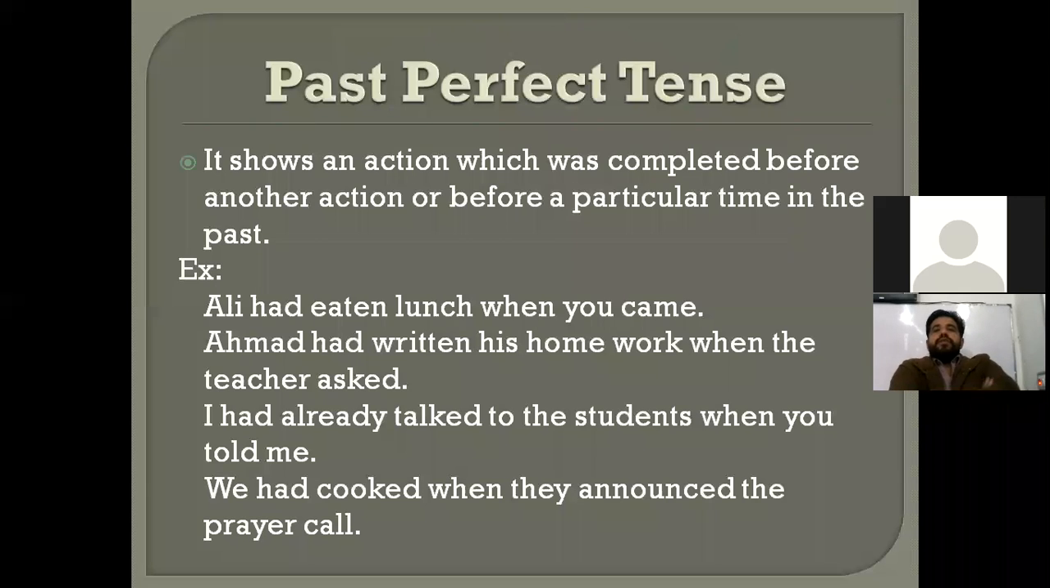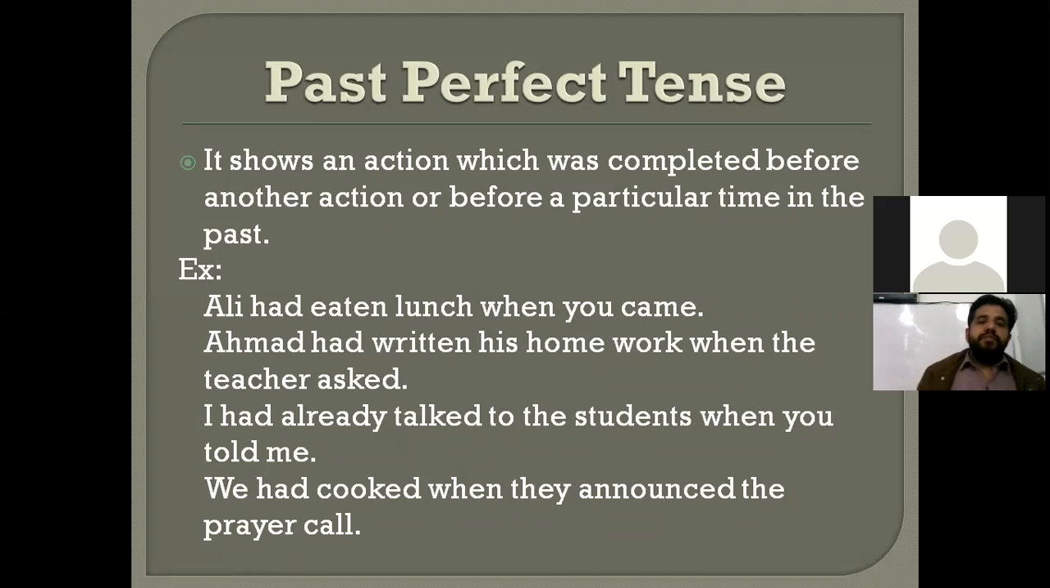When you are talking about the first action, you will use past perfect tense, and for the second action, you will use simple past tense. We say in the definition, it shows an action which was completed before another action or before a particular time in the past. Sometimes two actions occurred in the past. The action which happened before another action, the action which happened first, for that you will use past perfect tense.